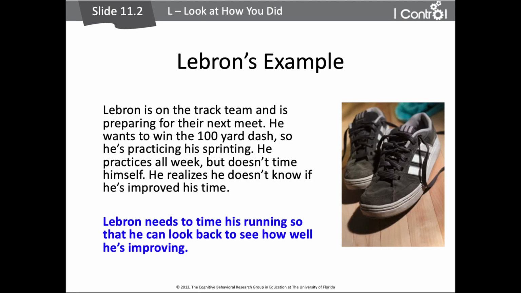For example, LeBron is on the track team and is preparing for their next meet. He wants to win the 100-yard dash, so he's practicing sprinting. He practices all week, but doesn't time himself. He realizes he doesn't know if he's improving his time. LeBron needs to time his running so that he can look back to know how well he's improving. If he did not stop to look back at how he did, he would have no idea how much he had improved.